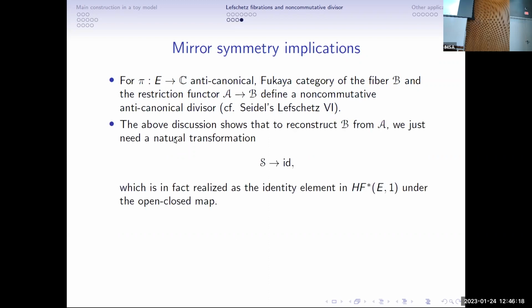And because in this setting, to recover B from A, we just need the first order information. So this is the equivalent formulation of this kind of first order information. What we do is we just need to choose some kind of distinguished natural transformation from the Serre functor to the identity functor. And under the open-closed map, it corresponds to the identity element in HH^1.